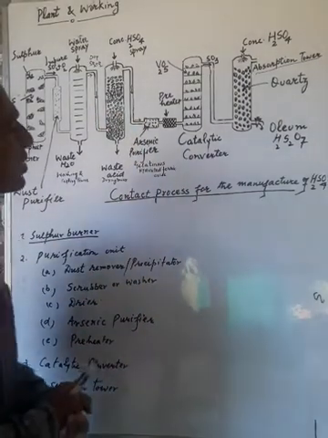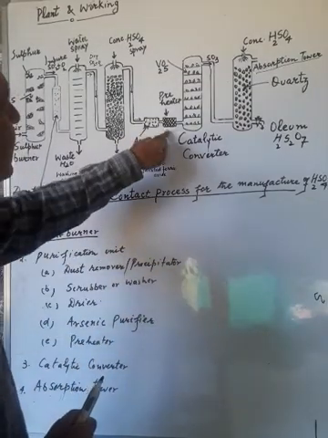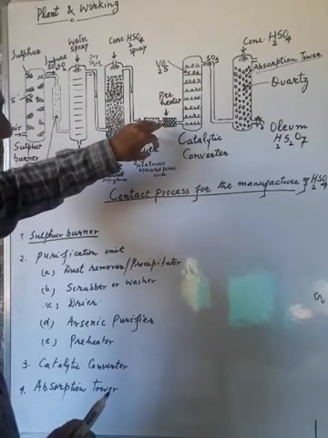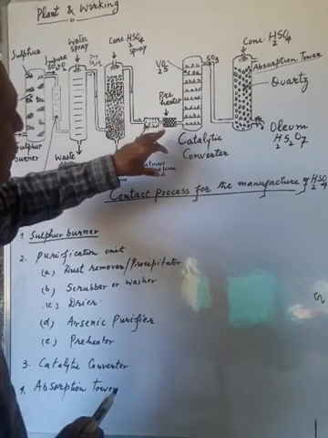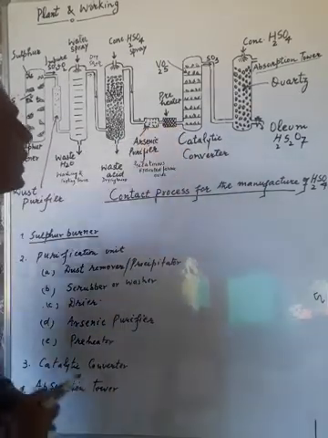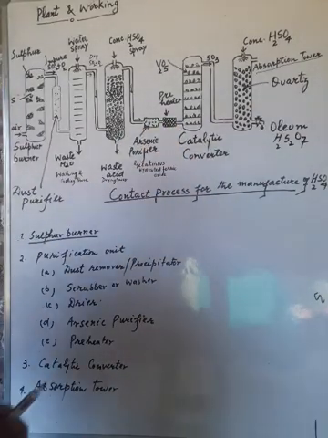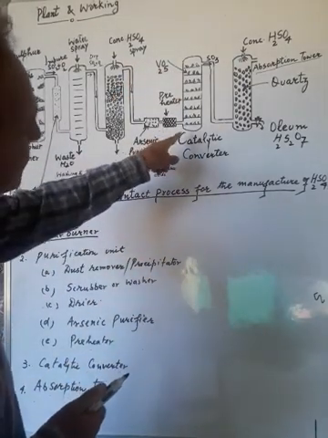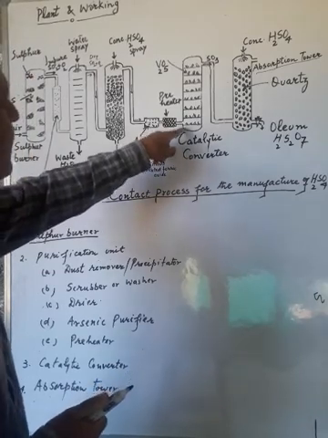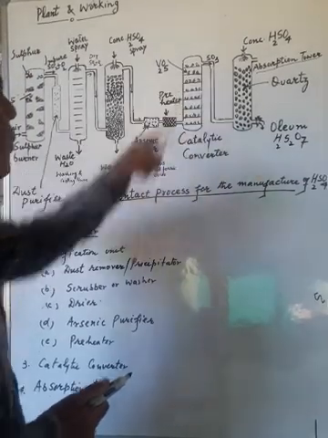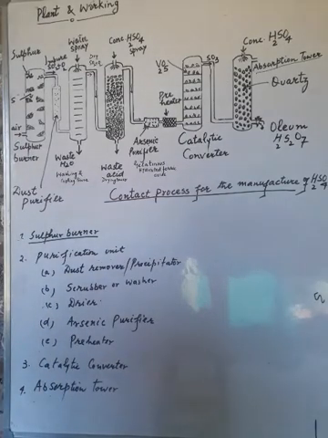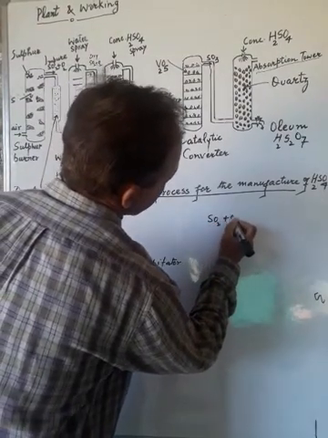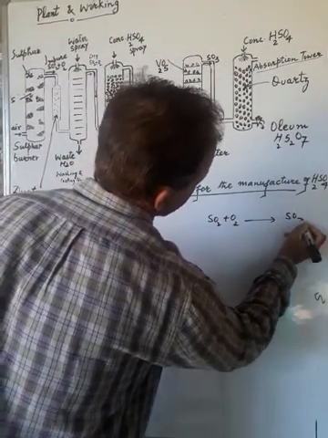and its temperature is raised to 720 Kelvin. Then, when its temperature is maintained at 720 Kelvin, it is passed into the catalytic converter, which is fitted with vanadium pentoxide catalyst. This sulfur dioxide gas passes over the vanadium pentoxide, where the sulfur dioxide reacts with oxygen in the presence of vanadium pentoxide, and it forms sulfur trioxide.